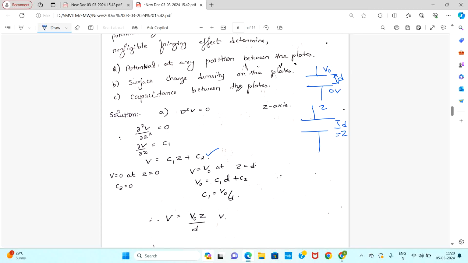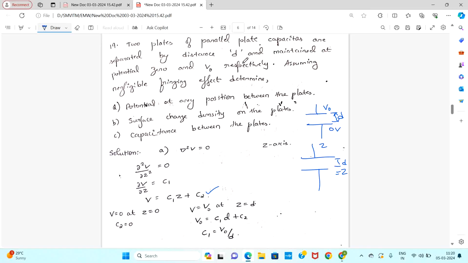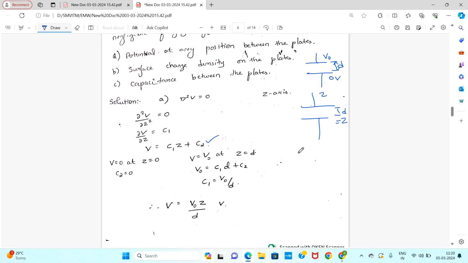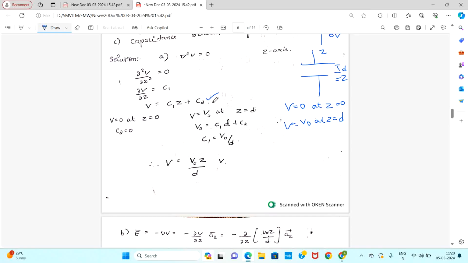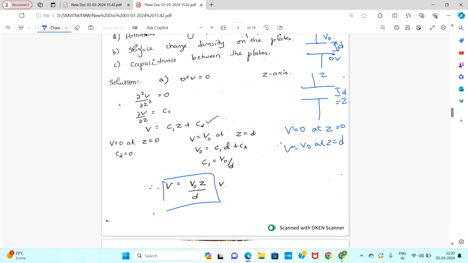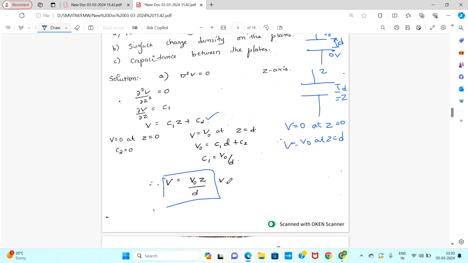Now they have not clearly given the conditions here, but in the statement they have, so you have to write them down. The potential is 0 at one end, so the potential is 0 when Z is equal to 0, the lower plate, and the potential is equal to V0 when Z is equal to D. I take these two conditions, simplify, and find C1 and C2. Once I get C1 and C2, I put them back in the main equation and I get the potential value as this. So the first part of the question, finding the potential, is done.